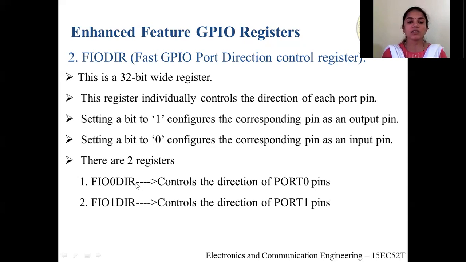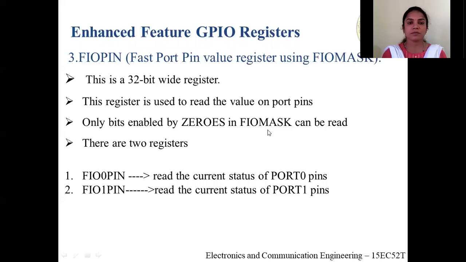Again, there are 2 registers. FIO0DIR controls the direction of port 0 pins, and FIO1DIR controls the direction of port 1 pins. And next is FIOPIN, the same as the IOPIN register, which is used to read the status of the port pin values regardless of the direction of the port pins.